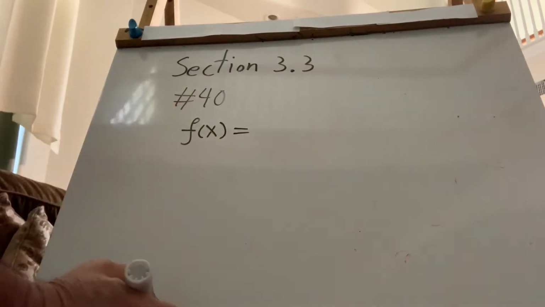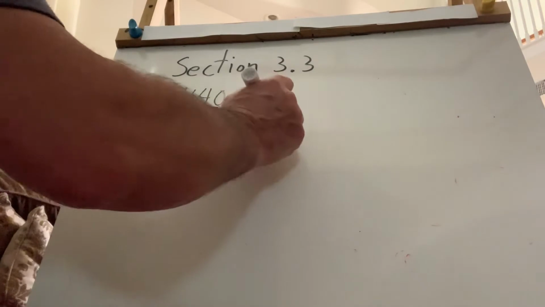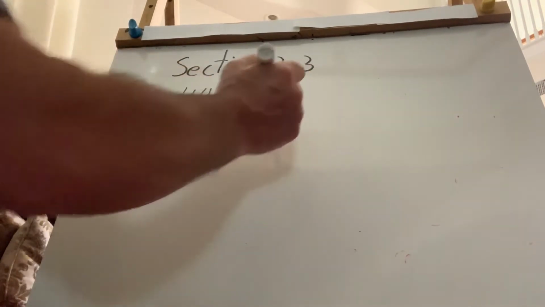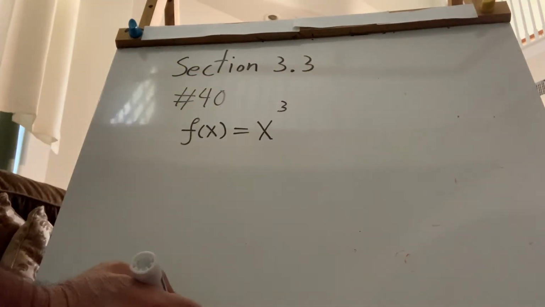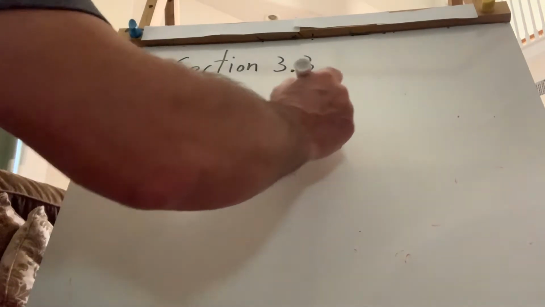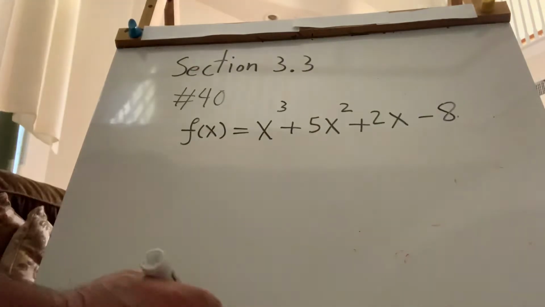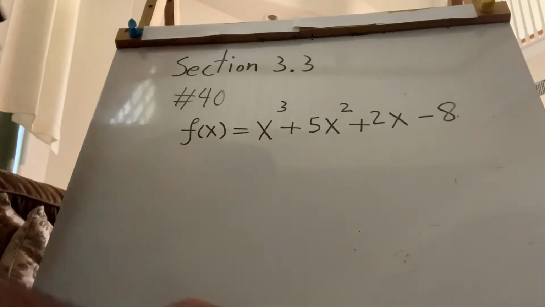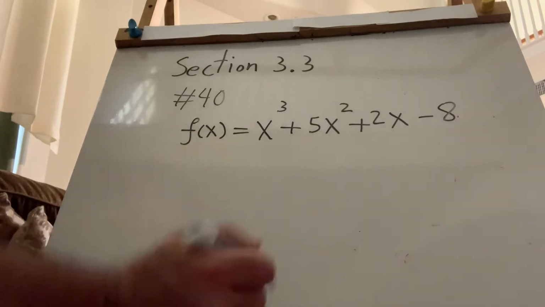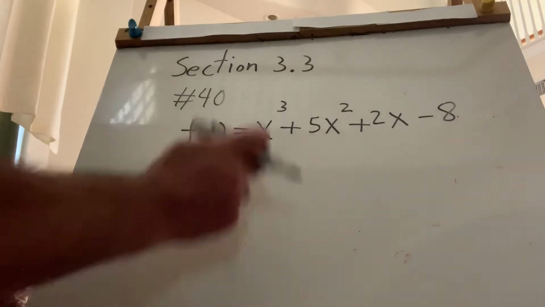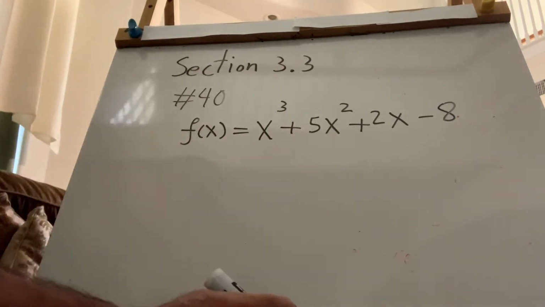equals x cubed plus 5x squared plus 2x minus 8. So our function f of x is x cubed plus 5x squared plus 2x minus 8. So as you can see, this is our third degree polynomial function.